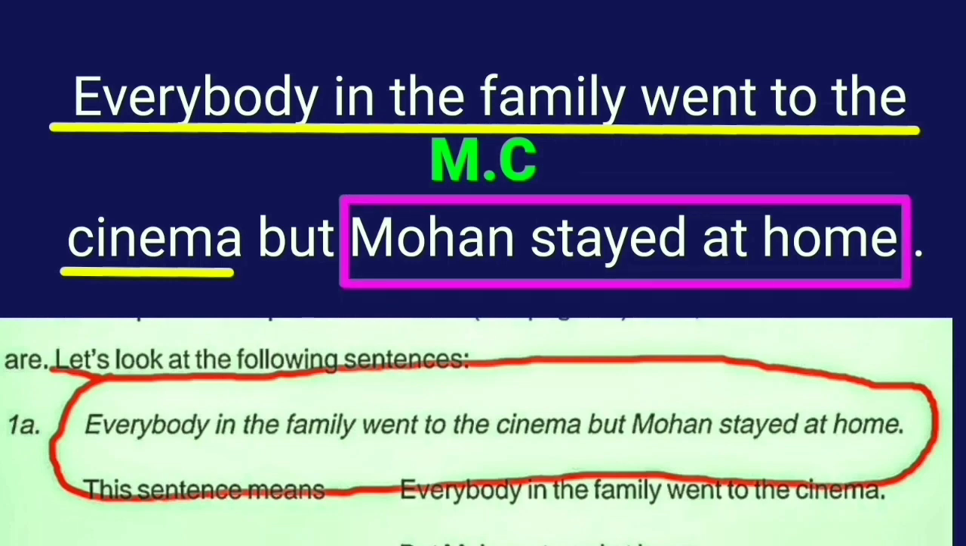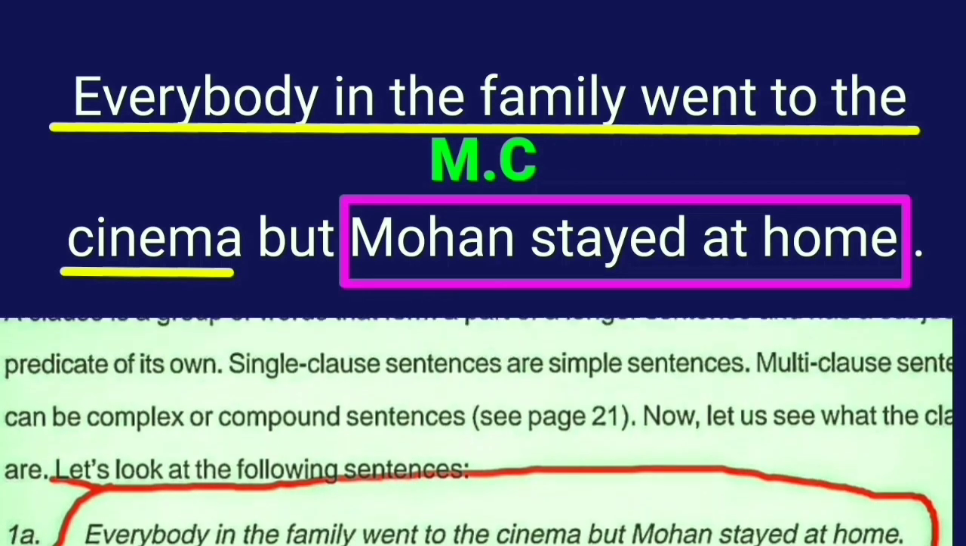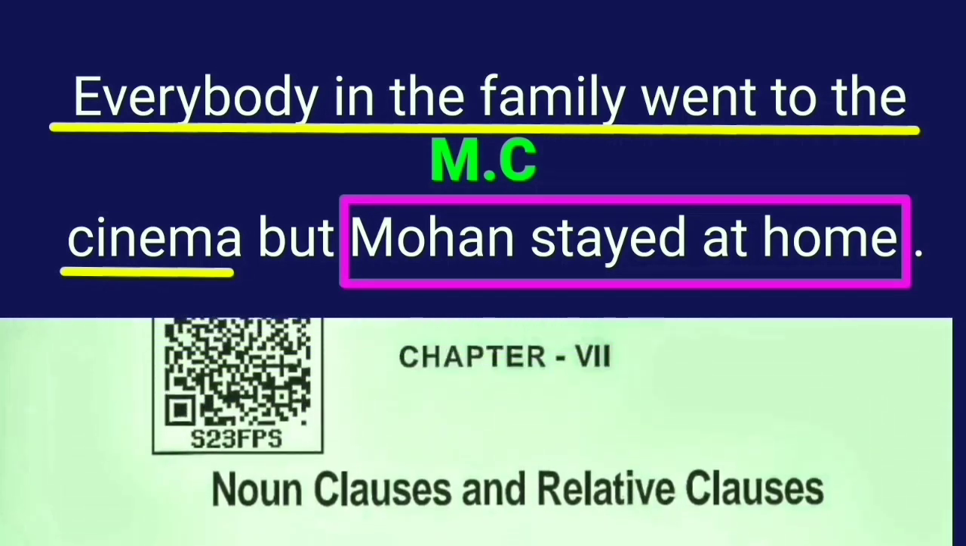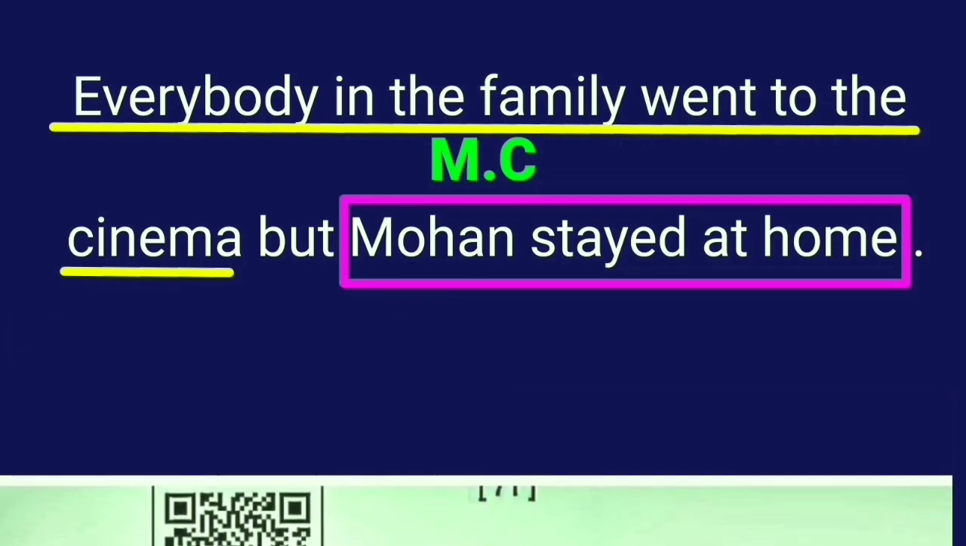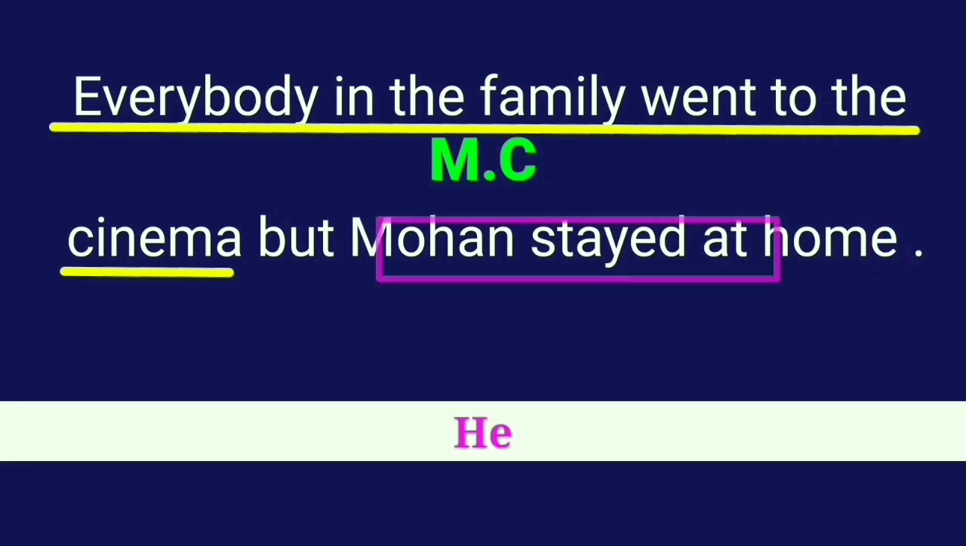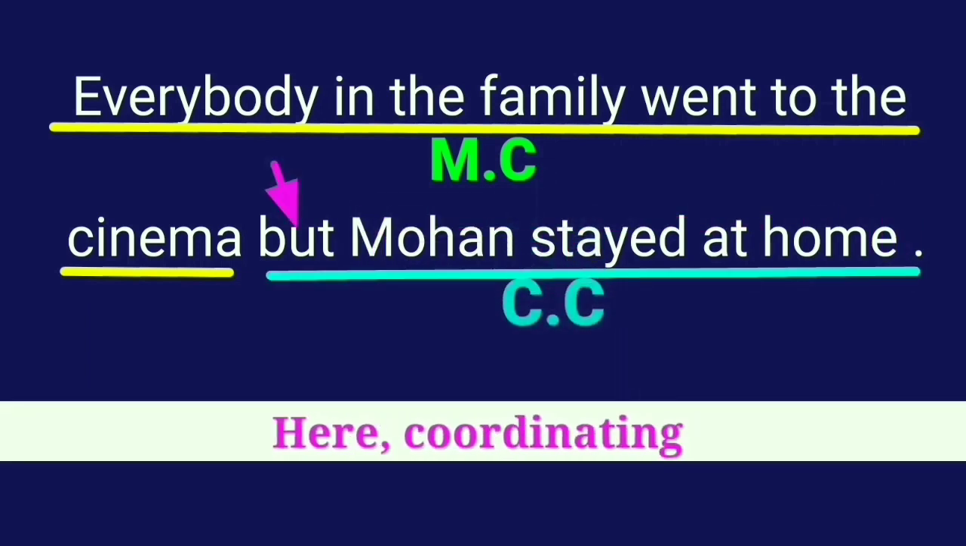Another one is: Mohan stayed at home. It is also an independent clause having the subject Mohan and the verb stayed. It does not depend on other elements of this whole sentence. It is joined to the main clause with the help of a coordinating conjunction, but. So, but Mohan stayed at home is a coordinate clause.